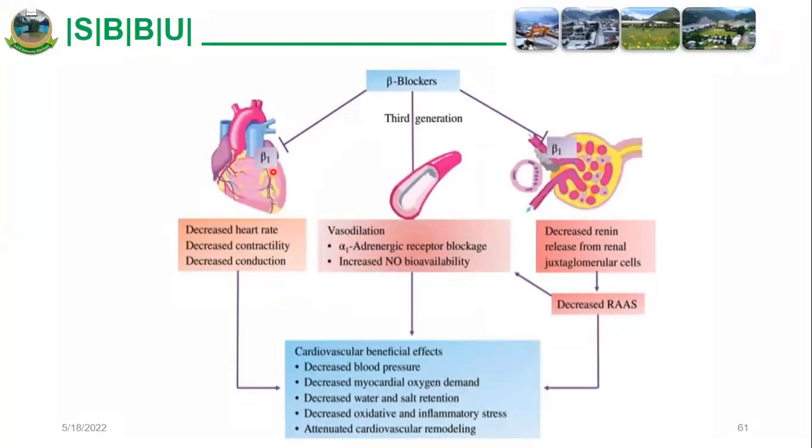These are the beta blocker effects. Beta 1 blockade gives decreased heart rate, decreased contractility, and decreased conduction, which are the cardiovascular beneficial effects. They lower blood pressure and decrease myocardial oxygen demand. They decrease water and salt retention, decrease oxidative and inflammatory stresses, and attenuate cardiovascular remodeling. Third generation agents add vasodilation through alpha 1 blockade and increased nitric oxide availability. They also affect the RAS, the renin-angiotensin-aldosterone system, which plays a major role in blood pressure regulation.